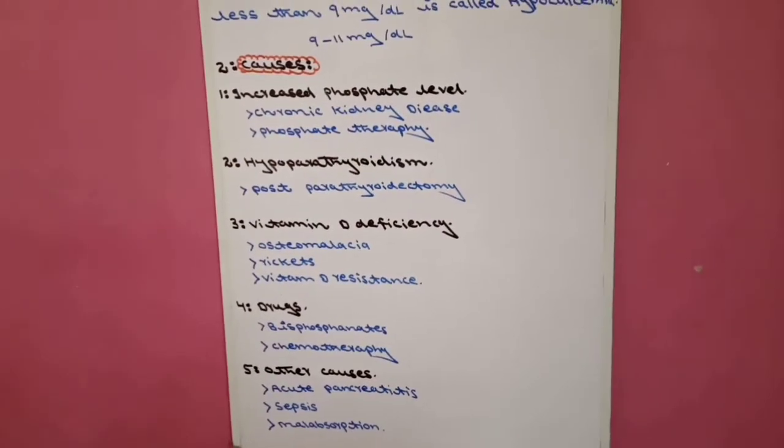Now come to causes. There are 5 causes of hypocalcemia. Number 1 is increased phosphate level. If in our body phosphate level becomes increased, as a result there will be hypocalcemia. Now phosphate level increases in our body in 2 conditions. Number 1, chronic kidney disease. Number 2, phosphate therapy. In chronic kidney disease, the phosphate level will be raised, and as a result there will be hypocalcemia.